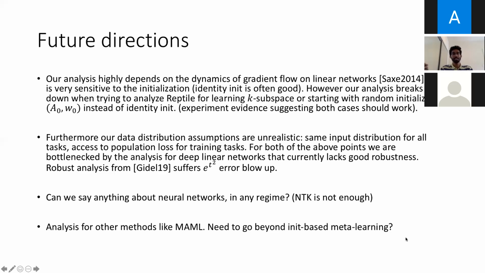And of course, the question is whether this can say anything about neural networks in any regime. It's not clear, but we know that just looking at NTK and linear regression is not enough. But perhaps there is a way to extend these ideas to neural networks as well. And maybe try to show analysis for methods other than Reptile, like MAML, which is very popular as well. And maybe we also need to go beyond just initialization-based meta-learning methods. Maybe these methods work well right now for the current data sets, but maybe the current data sets are not strong enough. That could be the case. So these are the future directions and questions to think about.